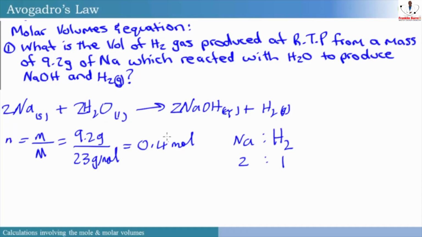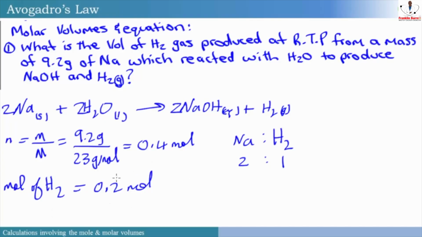So the moles of sodium here is 0.4, so the moles of H2 must be 0.2 since the mole ratio is 2 to 1. So we can write moles of H2 is equal to 0.2 moles. Now I know the moles of H2. I can now find the volume, which was what we were asked in the question.